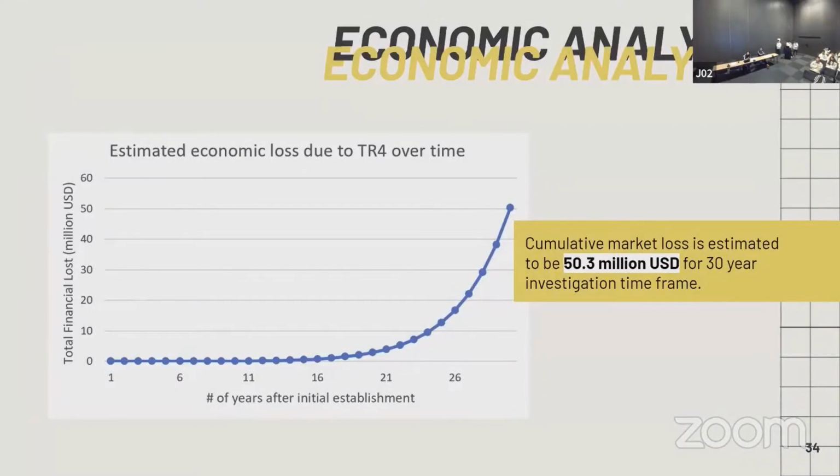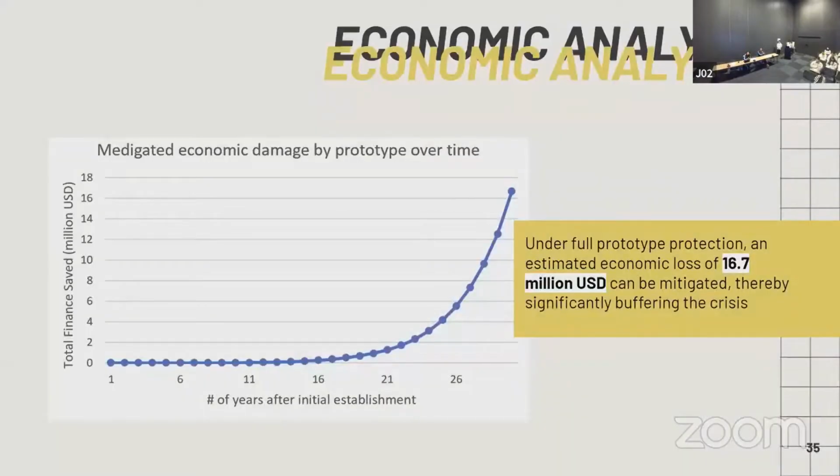Then, to estimate the total market loss caused by FOC and the total saving our hardware can provide, we created two economic models. The total market loss is estimated to be $15.3 million for a 30-year investigation timeframe. However, under full prototype protection, the economic loss is reduced by $16.7 million, thereby significantly buffering the crisis.